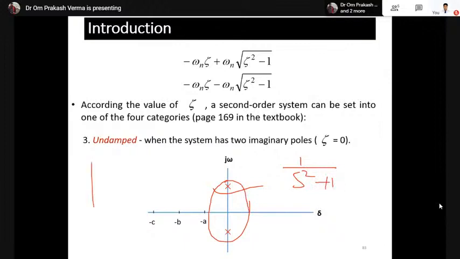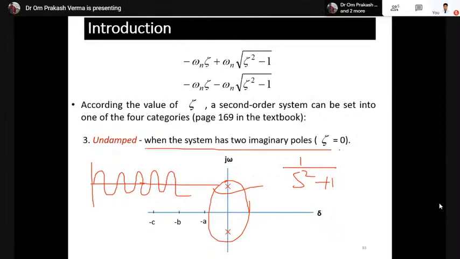And what is the meaning of undamped? Undamped means no damping occurs. The oscillatory signal will go like this. So this is basically your undamped system, where two poles are found on the imaginary axis. This is the case for the undamped system.